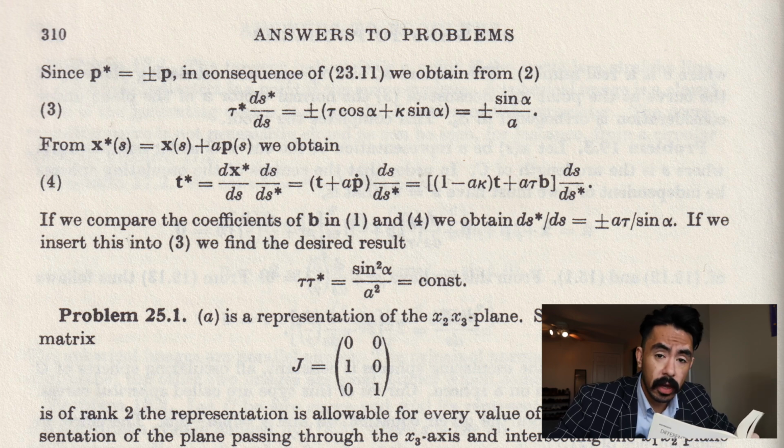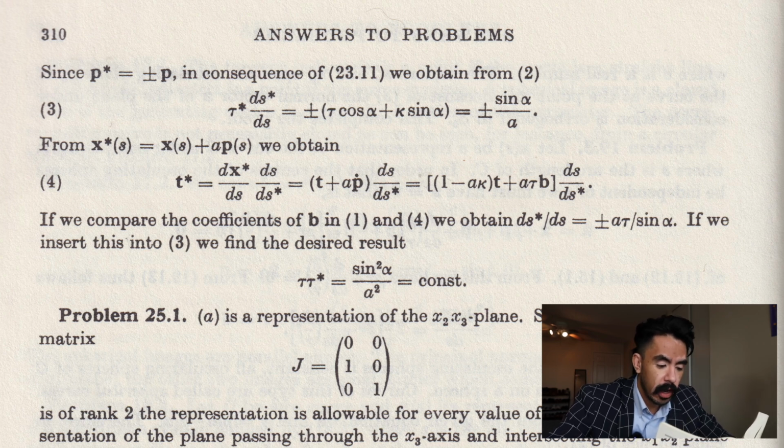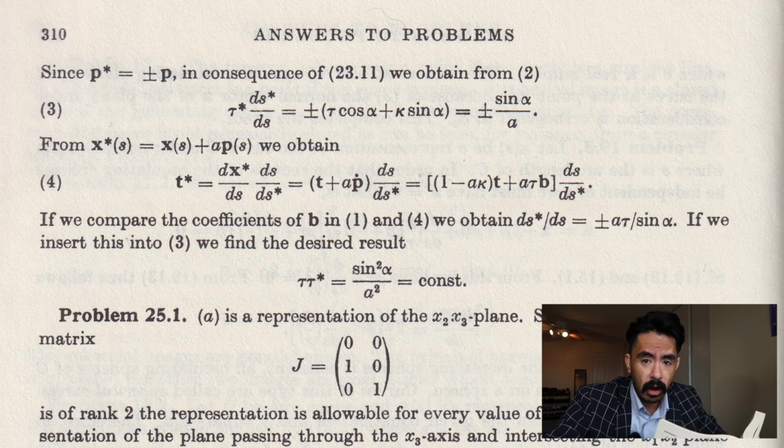which is that the product of torsions of curves C and C star, given by tau times tau star, is equal to the quantity sine squared of alpha over a squared, and since alpha and a are constants, then this entire relation is a constant, and we have obtained that the product of their torsions is a constant.